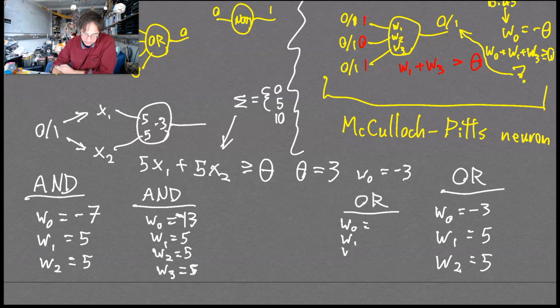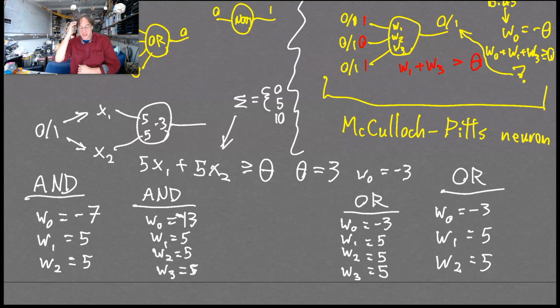For an OR gate, it's even easier. Here, we want to detect whether at least one of the inputs is 1. So that means we still need to look at the difference between 0 and 5. So we can just keep it, we don't even have to change the bias term.